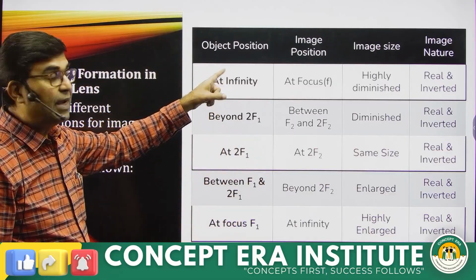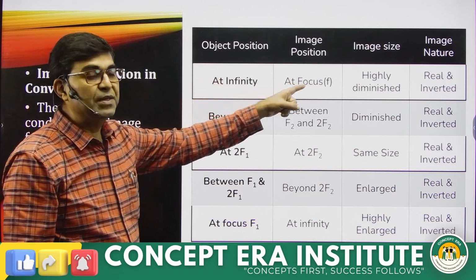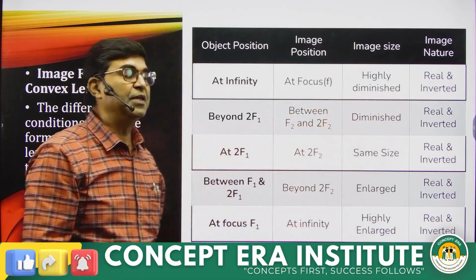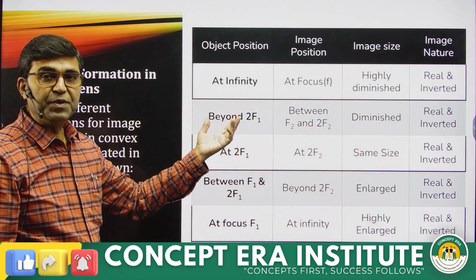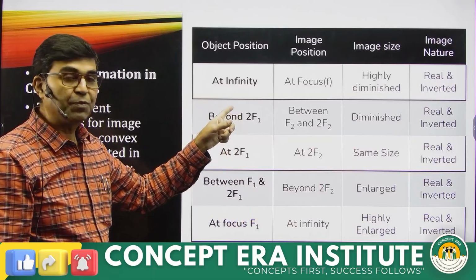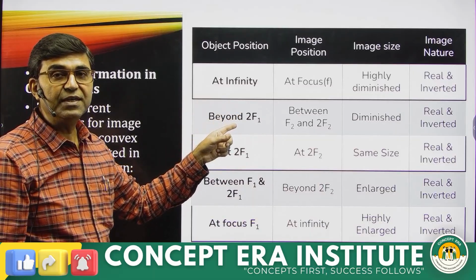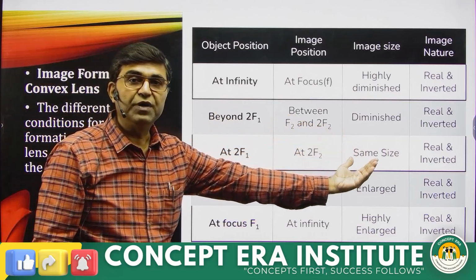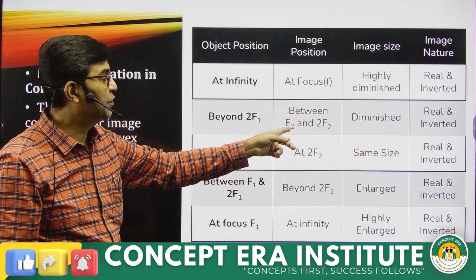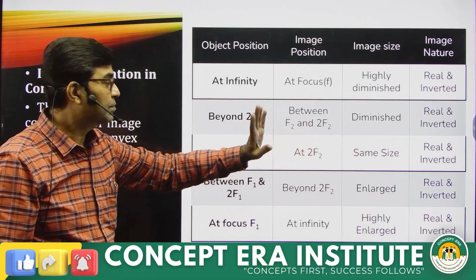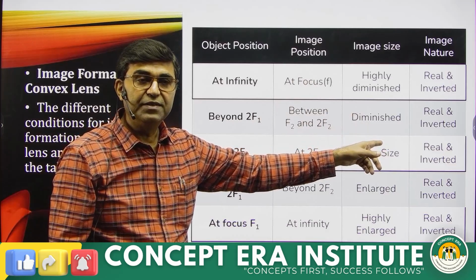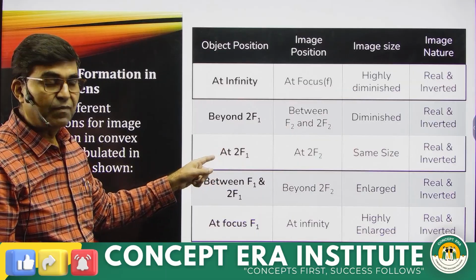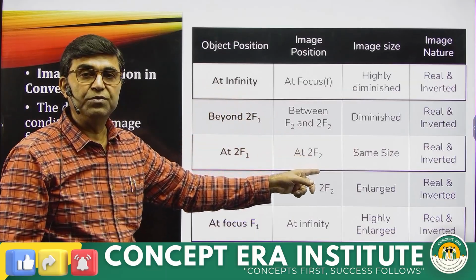Case 1, object is placed at infinity, the image is at focus. It's real and inverted and highly diminished. If the object is kept beyond 2f, 2f corresponds to center of curvature in the case of spherical mirrors, then the image will move away from the focus and will be found between f2 and 2f2, real, inverted, diminished.